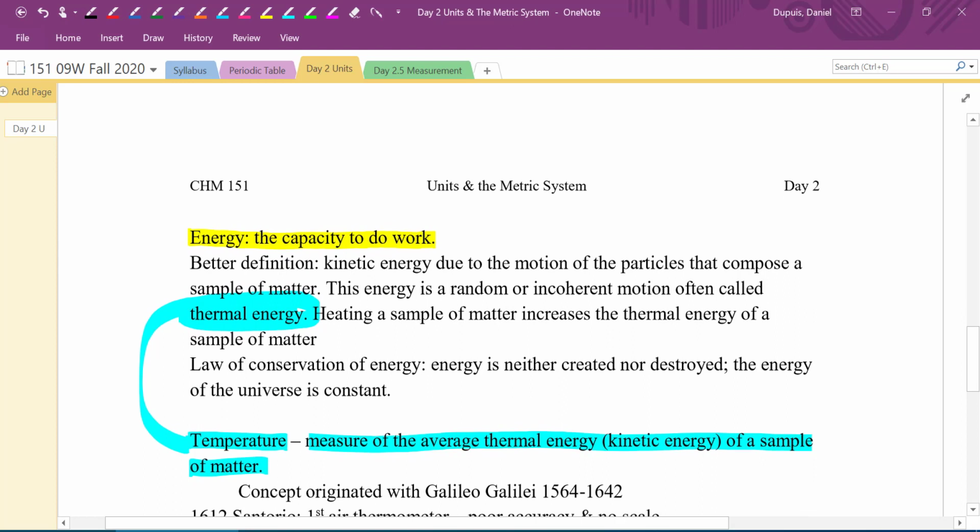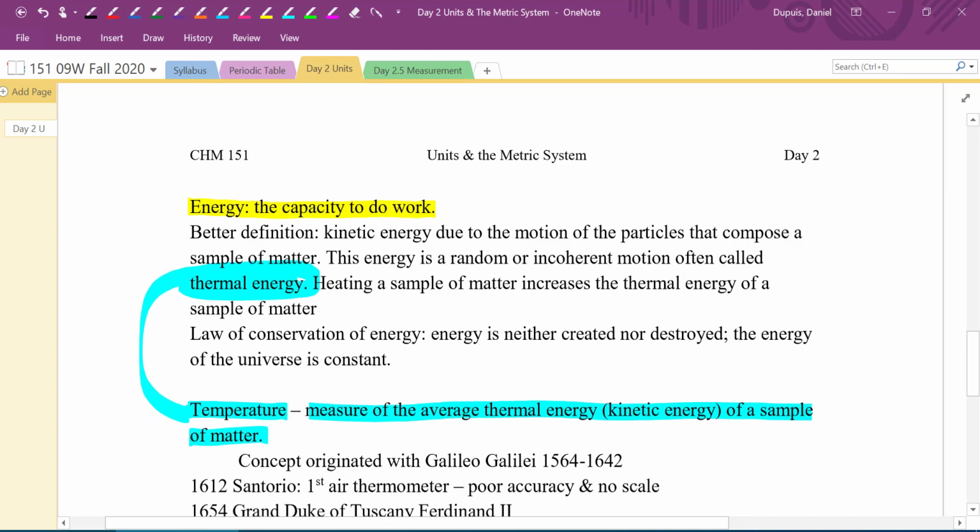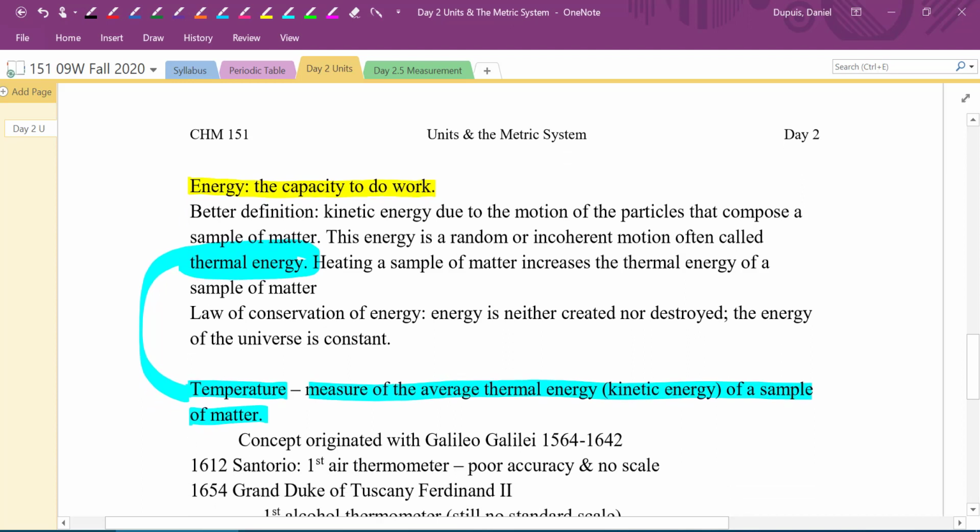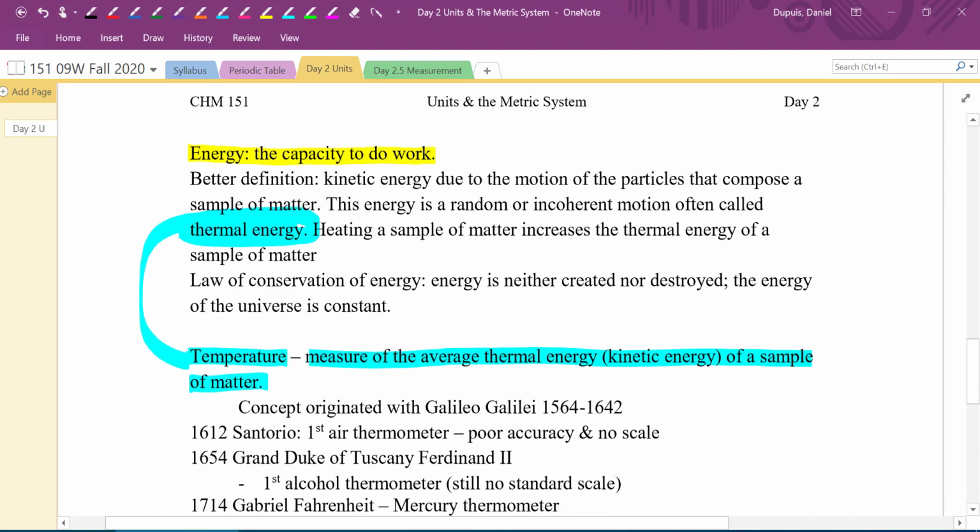So your book dives into energy here, probably because they're doing units with watts and whatnot. So we're going to cover it real quick. Now, with temperature, the concept originated with Galileo, believe it or not. The first air thermometer was in 1612, and then in 1654, an alcohol thermometer, still no scale.